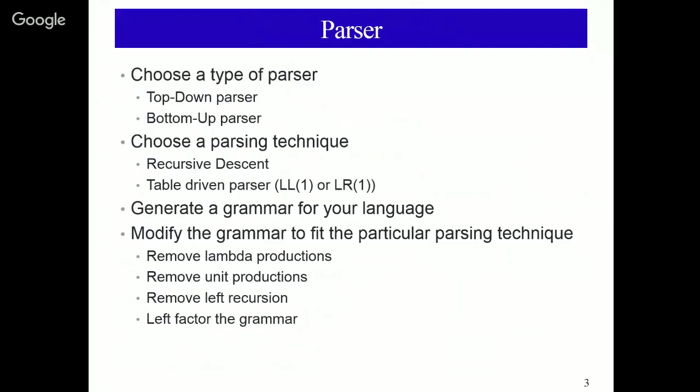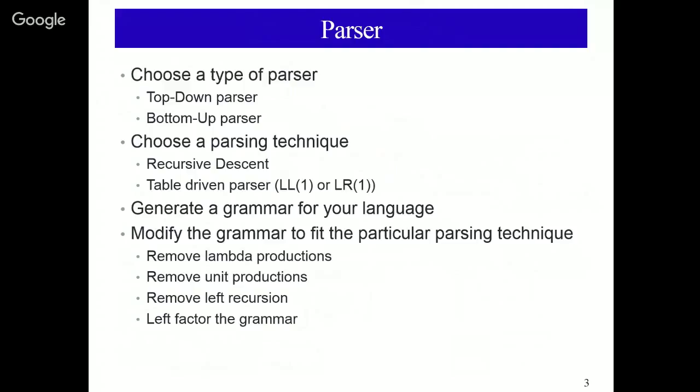So we need a grammar. We start with a draft, but depending on where you got the draft, we have to do some work with it to make it fit one of these techniques. And specifically, we're going to look at the top down first. And there are 3 things. I have 4 things listed here for modifications. Over the years, I've determined that the lambda productions are necessary.